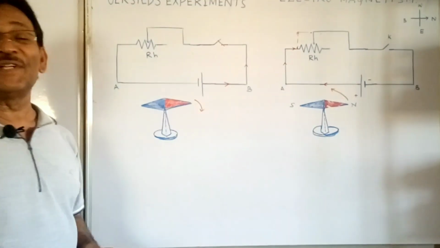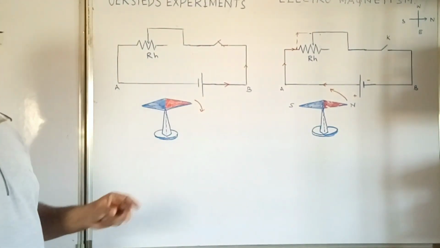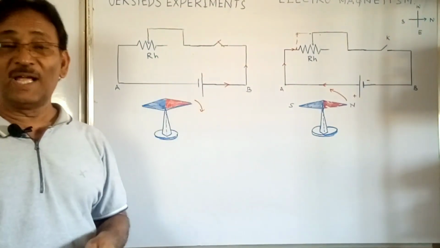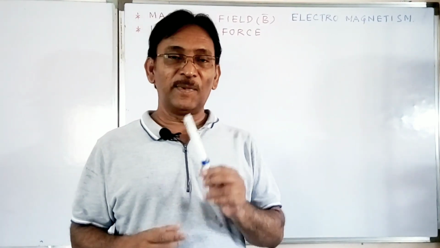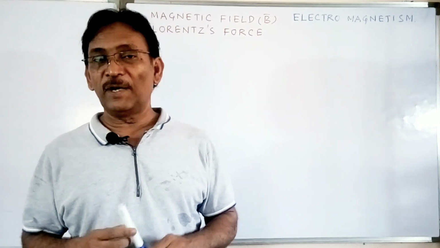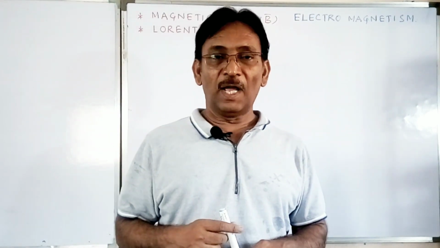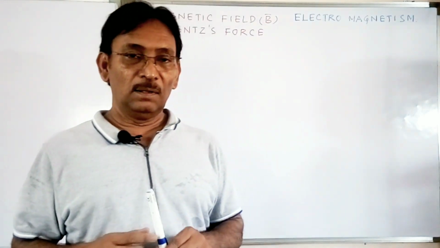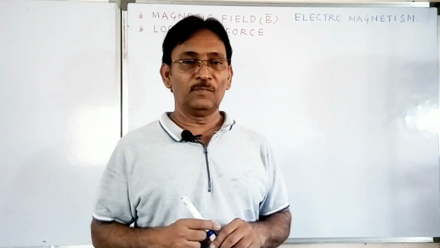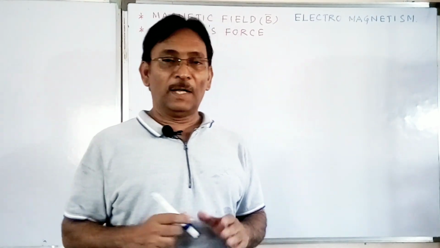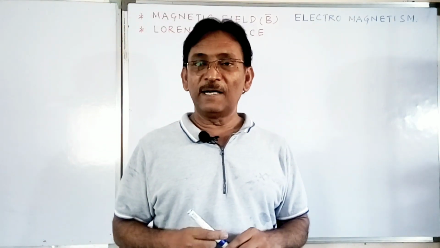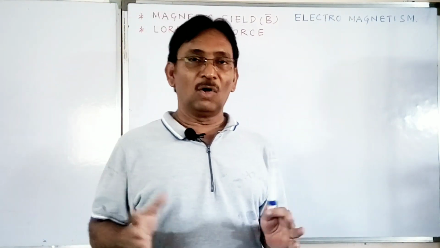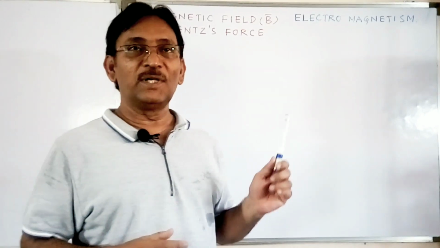Here, these are the observations of Mr. Oersted, and we call them the Oersted experiments. About Oersted's experiments, we found that whenever current flows through a conductor, a magnetic field will be set up around it. And the magnetic needle which is kept below the current conductor got a deflection, and you observe that.